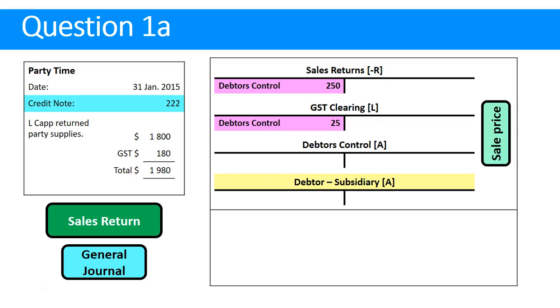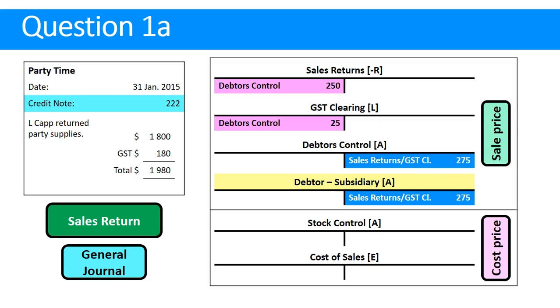We want to debit GST to offset the fact that we did a credit to GST when we made the sale. The debtor will owe us less money, which will be the total of those 2 numbers, and then we'll also offset their subsidiary account. What makes this a little trickier is the fact that we also need to undo the cost of sales, so that's where the last 2 entries come in.